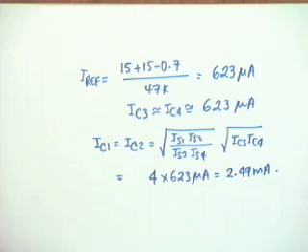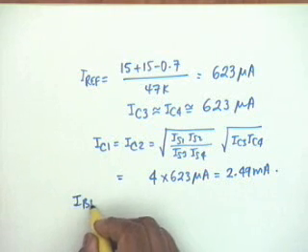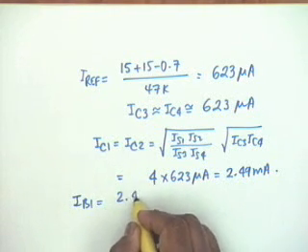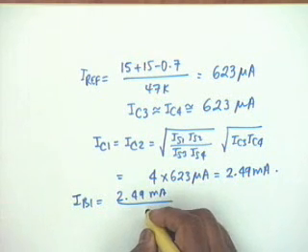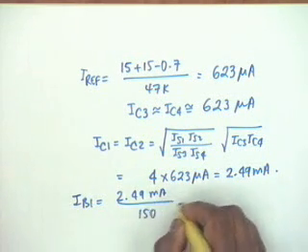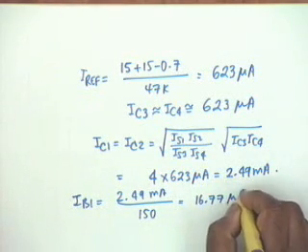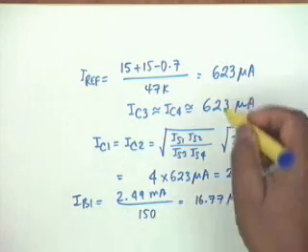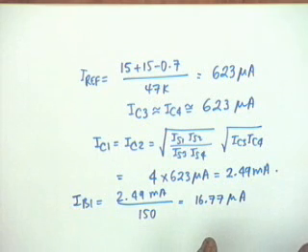The next point is whether IB1 and IB2 could have been ignored. We have ignored this in calculation, but the end justifies the means. Let us see, if this is IC1, then IB1 is 2.49 milliampere divided by beta NPN, which is 150, and this comes out as 16.77 microampere. Compared to 623, obviously 16.77 can be ignored.